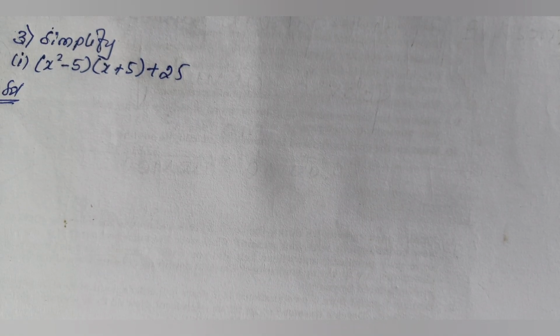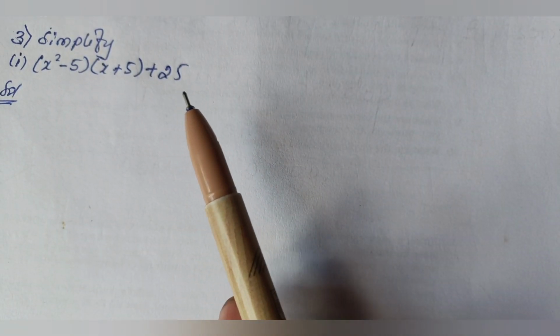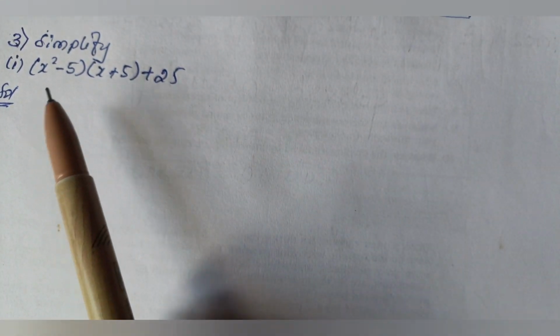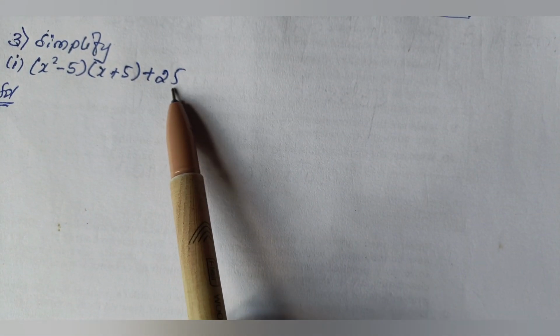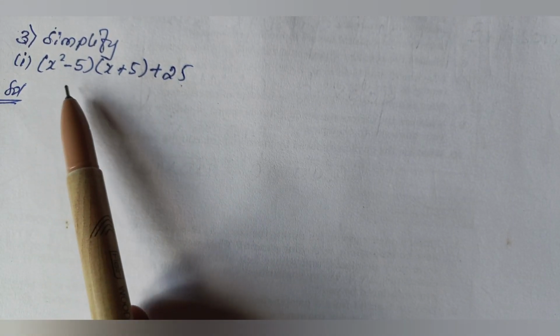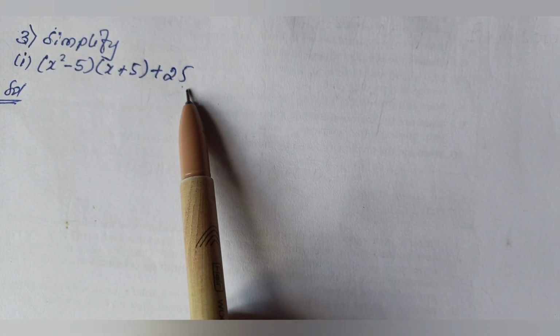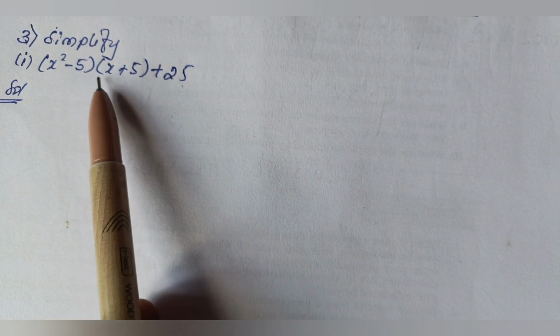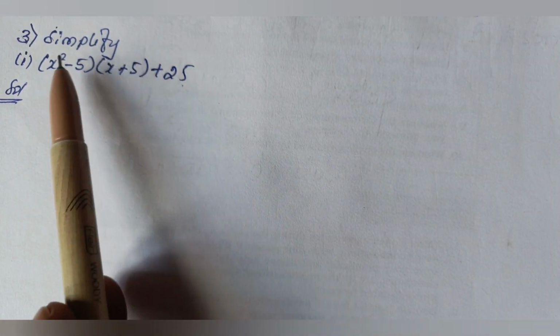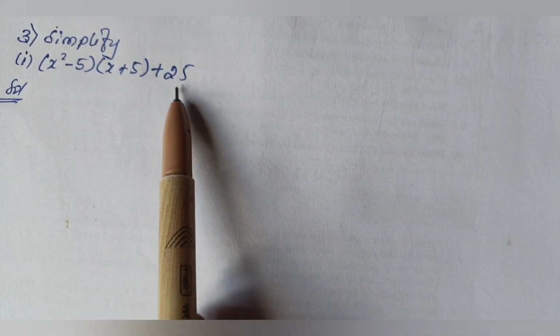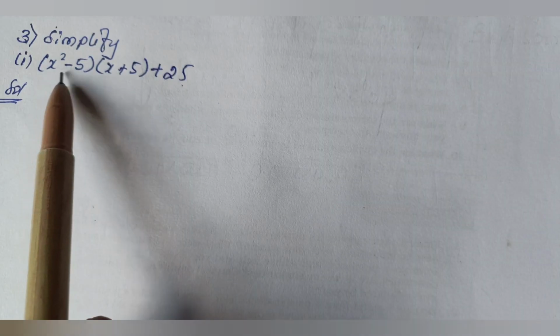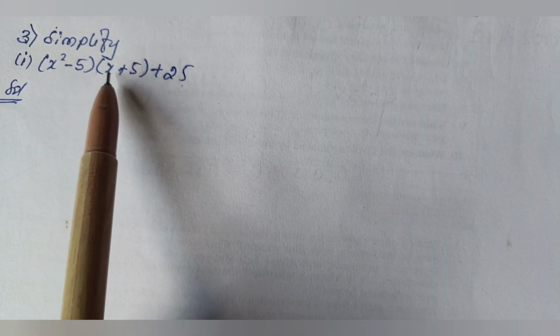Let's move on to the third main. That is the third main, the first part they have given is x square minus 5 into x plus 5 plus 25. So here they have given two binomials and 25, that is a third term also. So we can multiply these two, and this plus 25 should be kept as it is, because here it is a plus, that means this entire term should be added to this number. Here you see x square minus 5 into x plus 5.